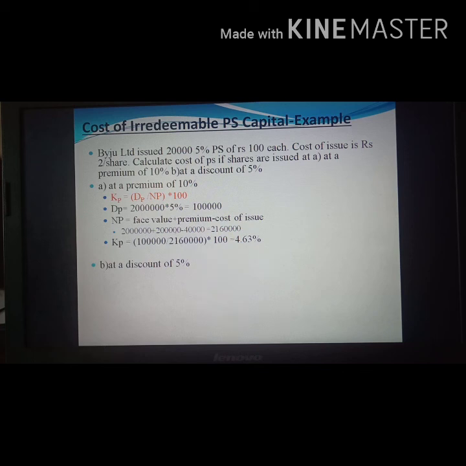If the shares are issued at a discount of 5%, the formula will be the same, that is Kp is equal to Dp divided by NP into 100. The formula for Dp will be the same, 20 lakh into 5%, that is 1 lakh rupees is the Dp. The only change happens to the net proceeds, because here it is not issued at a premium, it is issued at a discount.